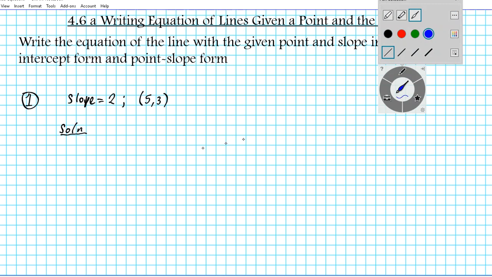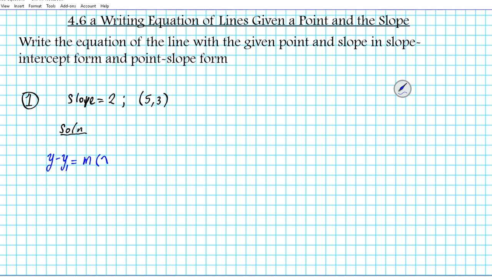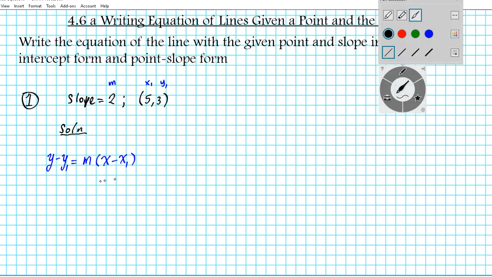Alright, so to get us started, we are going to take a look at the formula that will guide the problem solving process. So the formula is the point-slope form of the equation of a line. So it's y minus y1 equals m times (x minus x1). Okay, so this is the formula that we're going to use to answer the question. Now the slope is given by m, and you have a point here. The x-coordinate is x1 and the y-coordinate is y1.